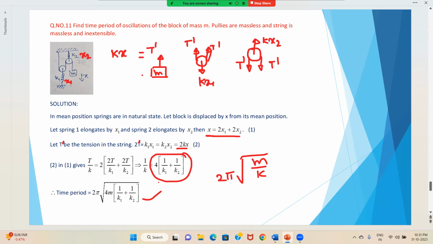Right. So you have to focus carefully on how we have taken the elongations. Elongation x1, elongation x2. Therefore, this block comes down by a distance 2x1 plus 2x2. And next condition, pulleys are massless. Since pulleys are massless, net force must be equal to 0. That's why 2T dash equal to kx1, 2T dash equal to kx2. That is what we have taken in equation 2. And here, why we have taken 2kx? The relation is that T dash equal to kx. Therefore, 2T dash equal to 2kx. Okay. And the remaining is just the calculation part.